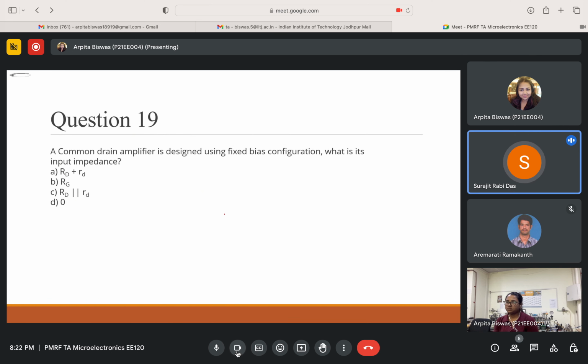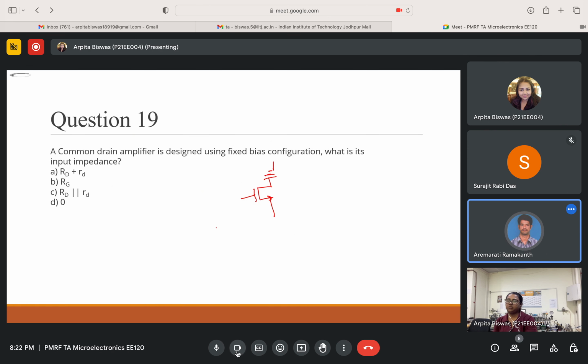RG only, ma'am. Okay. Ramakant, what is the right answer? Common drain amplifier, I think. RD plus RD. Common drain amplifier. See the circuit, like here it is grounded. Common drain.